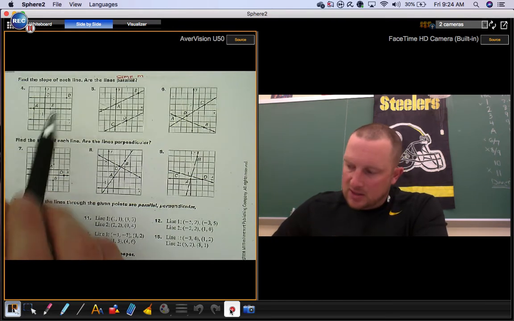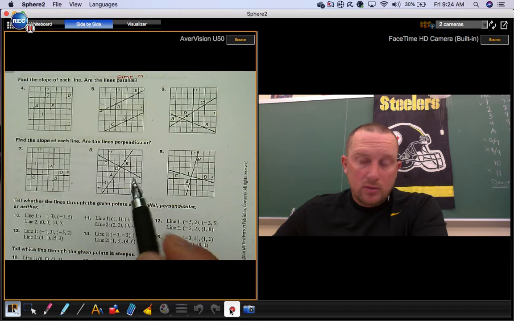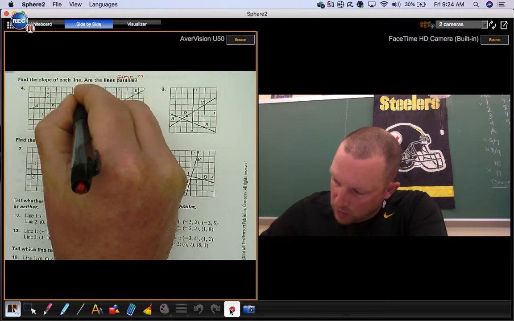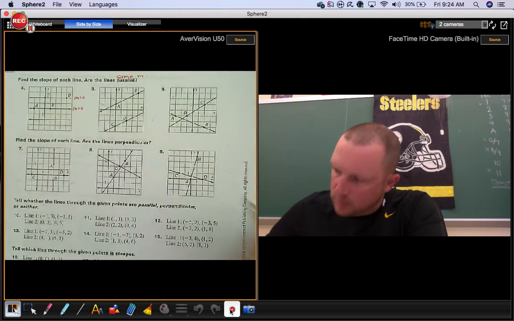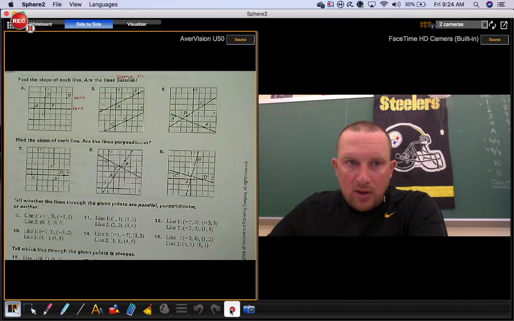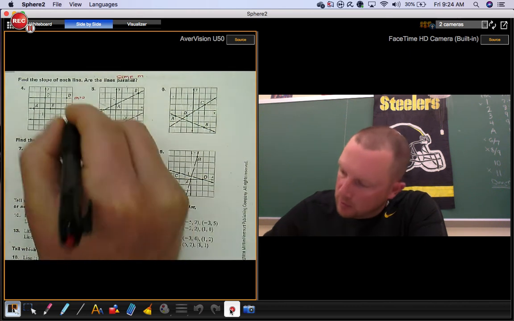Both of these lines in number 4 are horizontal. We should know that horizontal lines have a slope of 0. Are they parallel? Yes.